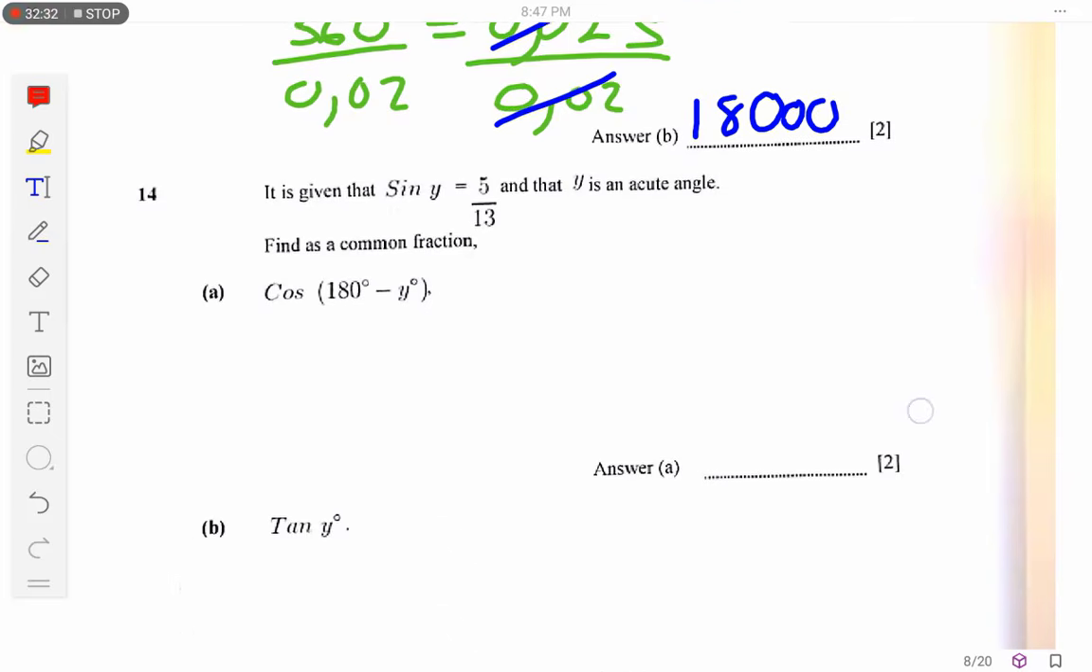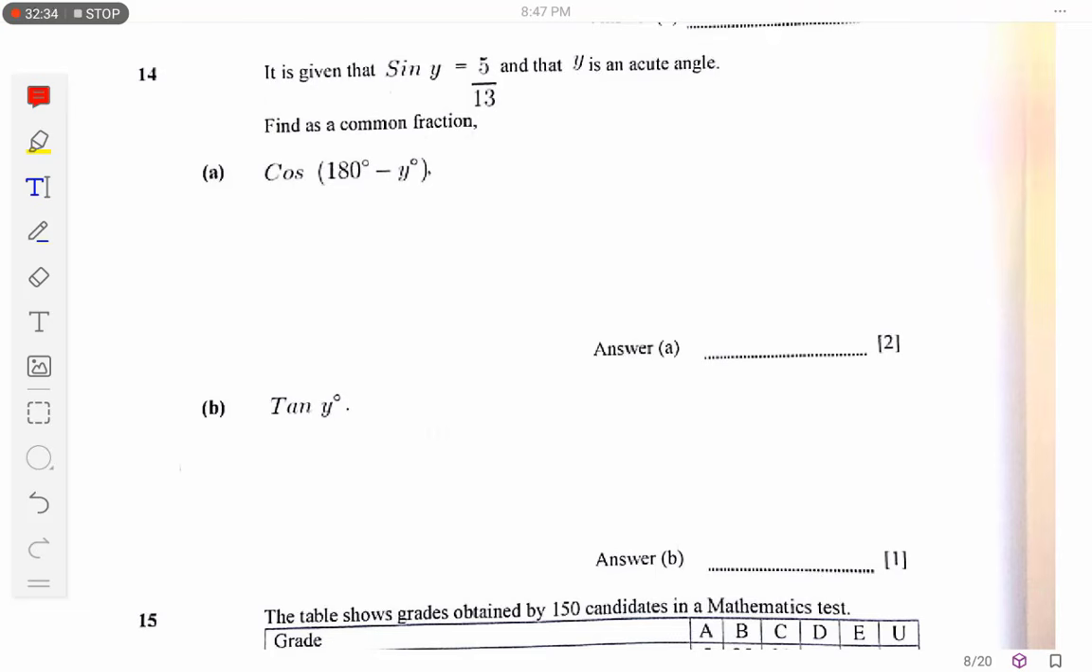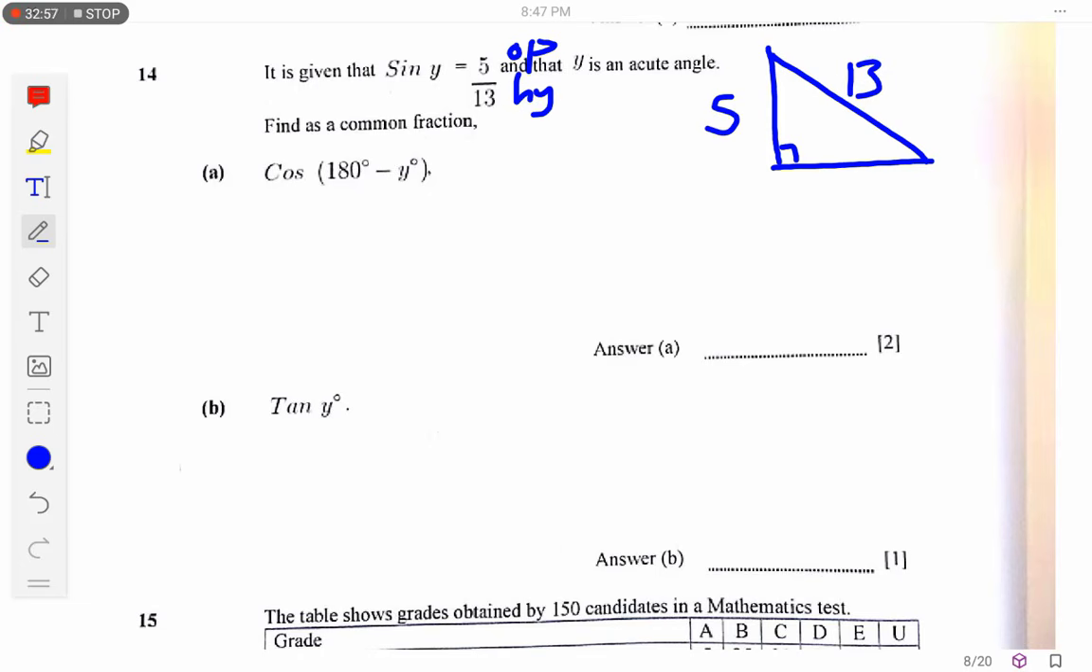Okay, the next question is tricky but easy. The way I simply solve this question is to draw a triangle. I'm going to draw a triangle here, like this. Then we are told sine y is equal to 5 over 13. This is opposite over hypotenuse. So my opposite is 5, my hypotenuse is 13. I need to find this value x there.